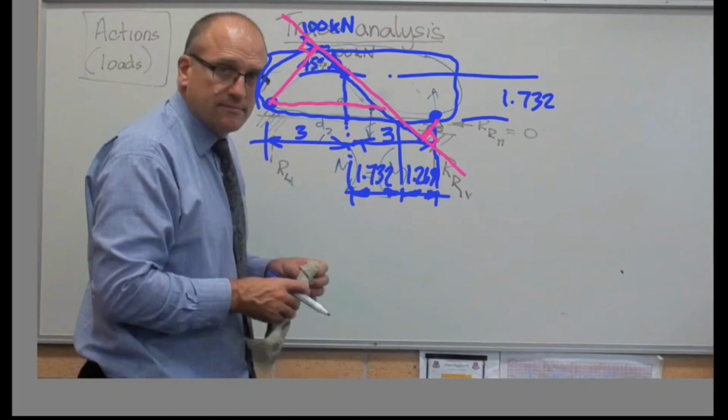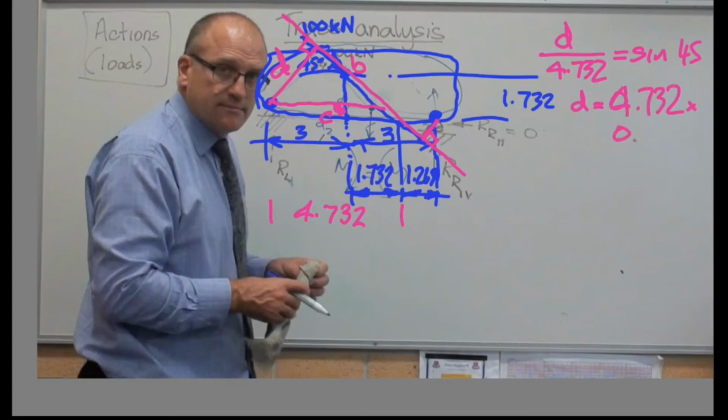To get that distance there, I know that that distance from there to there is 4.732 meters, just adding them both up, which means then that this here, I do know that D on 4.732 equals sine 45, D equals 4.732 times sine 45's 0.7071 equals 3.346 meters. Okay, so now I've got that distance.